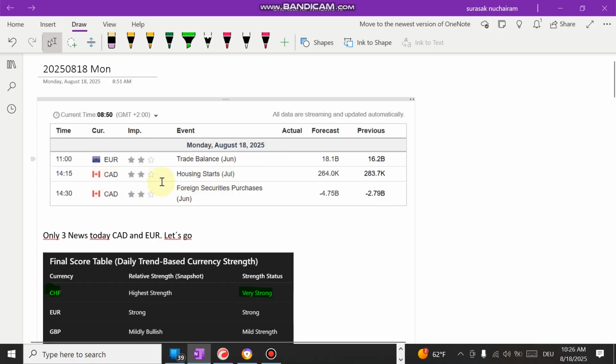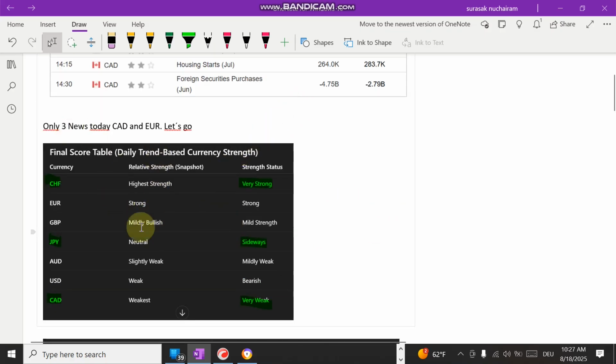14 opening London housing start. That's Canadian, and euro and Canadian on the news today. Foreign security purchase for Canadian. So not so much news. But anyway, the strongest pair for the daily is Swiss franc. The weakest pair is CAD, Canadian. The neutral is sideways, Japanese yen.